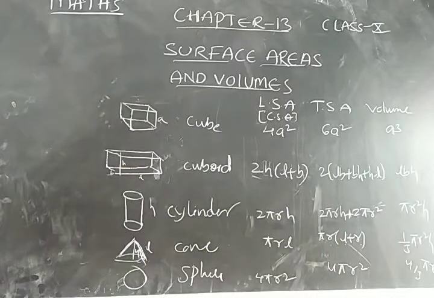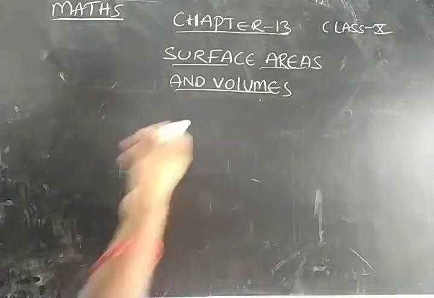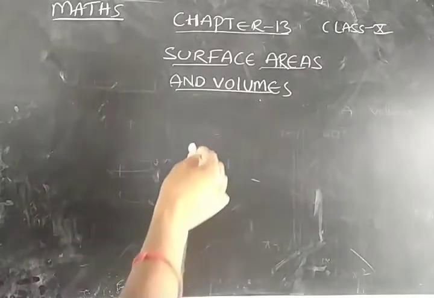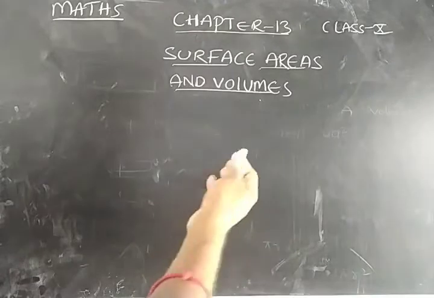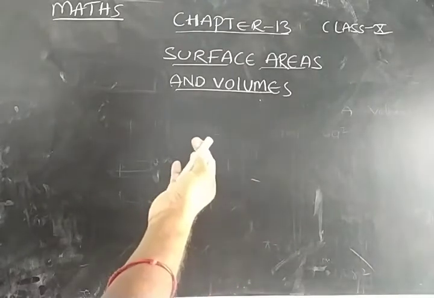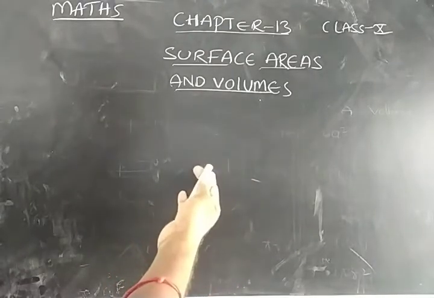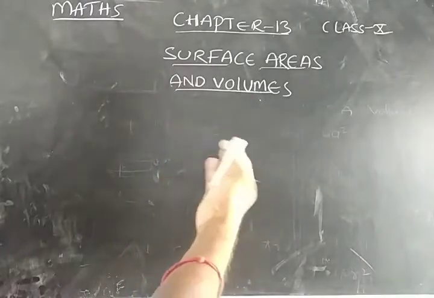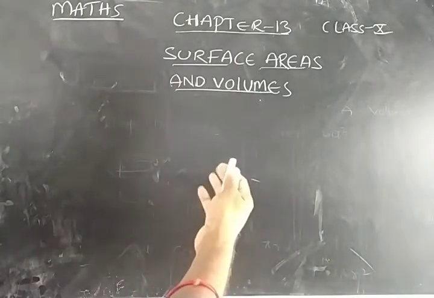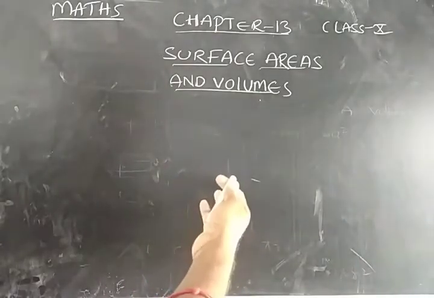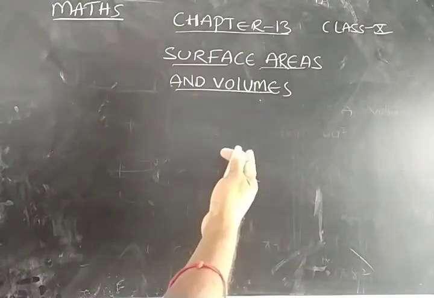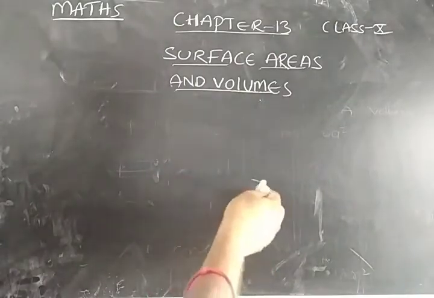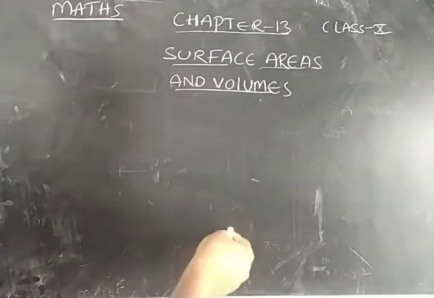Already we studied these formulas in 9th standard. Now in this chapter we are going to learn about solid figures which are made up of previous solids. Already we studied that. So in this chapter we are going to learn how to find TSA, LSA of solids which are made up of the basic solids.